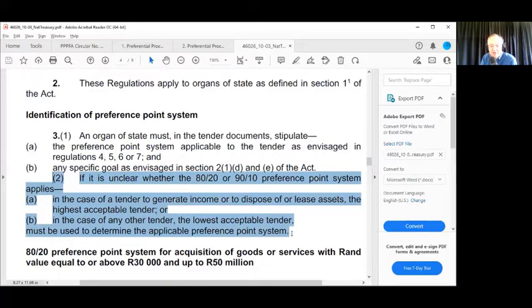I don't know if this is something the minister is overstepping on, but it basically says if it's unclear whether it's going to be 80-20 or 90-10, then the lowest acceptable tender will determine the applicable preference point system that will be used.